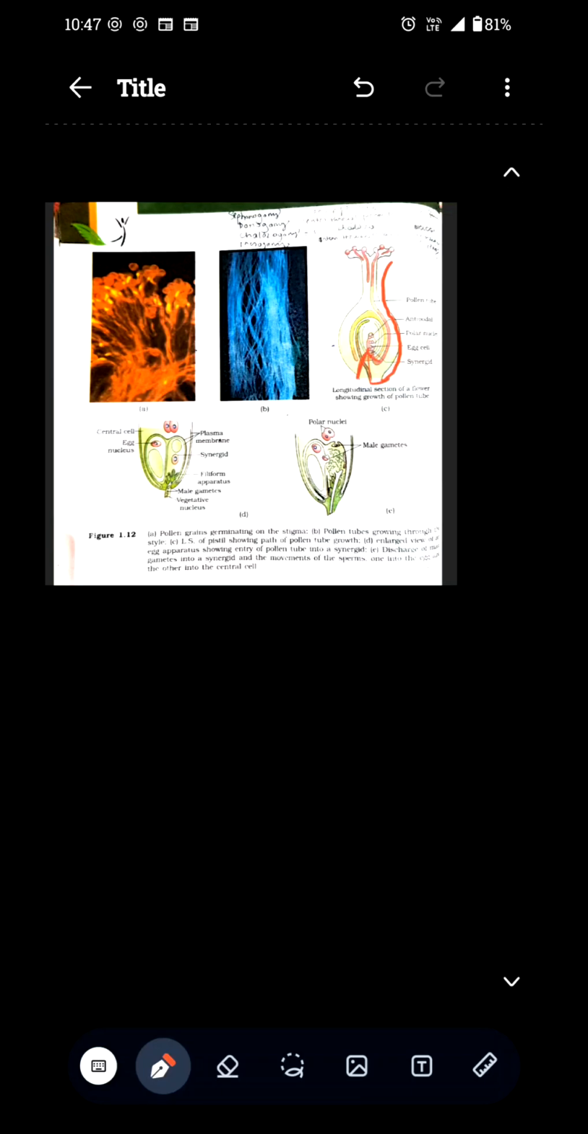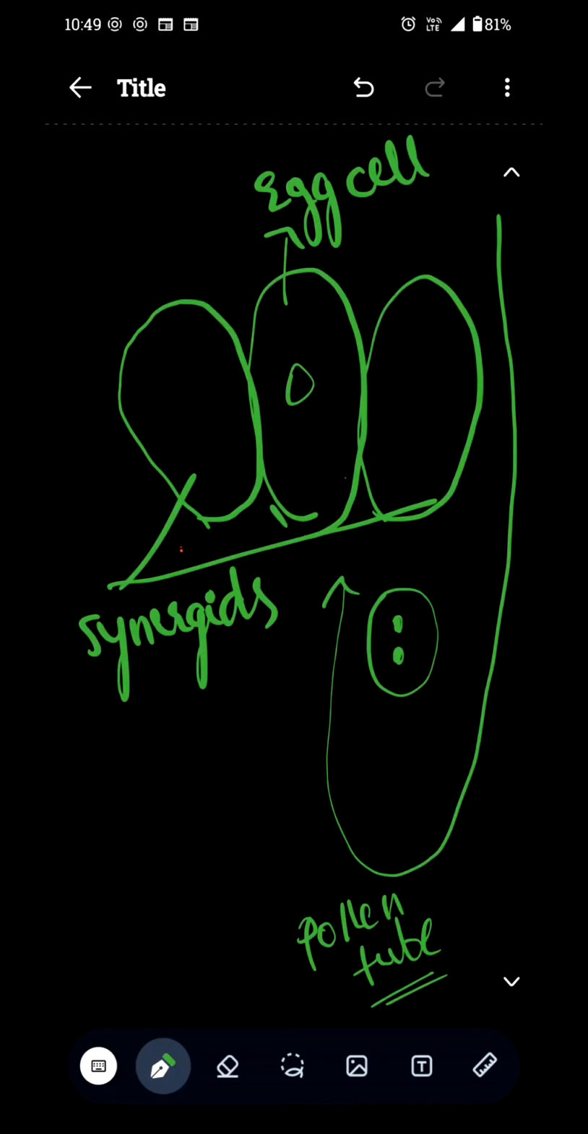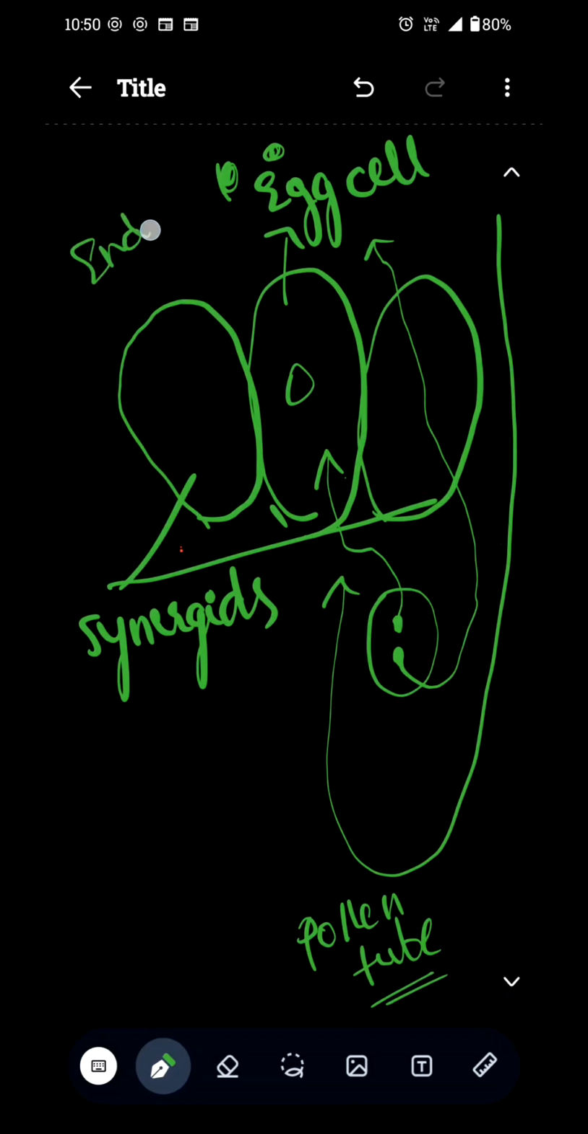It enters into the ovule through the micropylar end. Can you see the micropylar end? So can you see this one? Two synergids are there, one egg is there, and the pollen tube will come carrying the pollen grain. In each pollen grain we have two male gametes. One male gamete will go and fuse with the egg, which will form the zygote and embryo. Another male gamete will go and fuse with the polar nuclei at the center, which is called triple fusion, to form the endosperm.